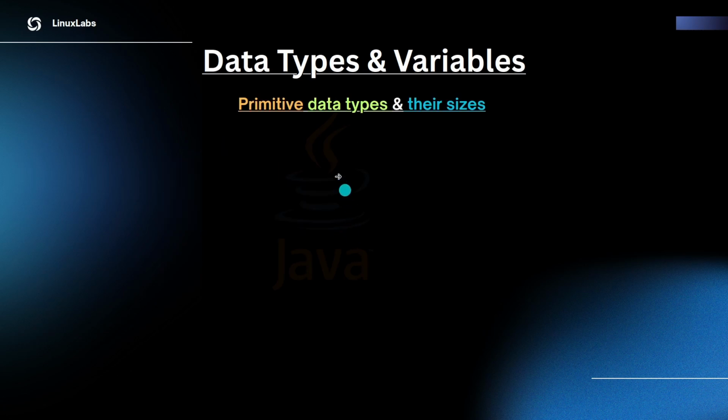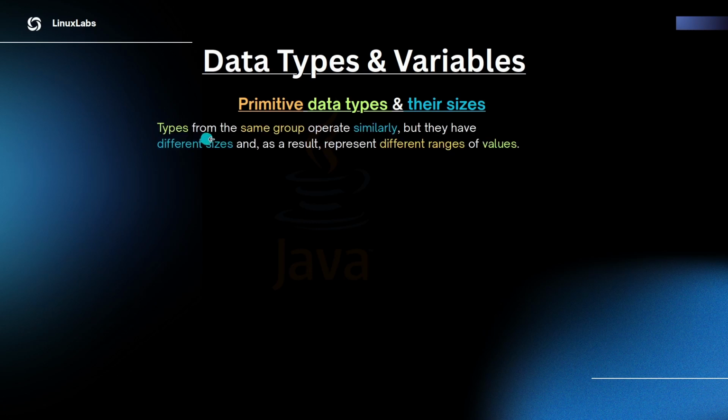Now let's talk about data types. Those were variables, and now let's talk about data types. We have two types of data types in Java. We have the primitive types and the non-primitive types, but we are gonna be working with primitive types in the beginning sections of this tutorial series. For the primitive data types, types from the same group operate similarly, but they have different sizes, and as a result they represent different ranges of values. Now let's see what I am talking about.